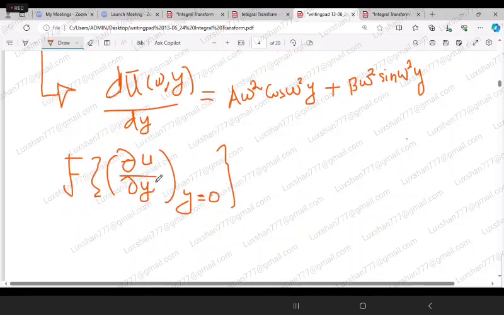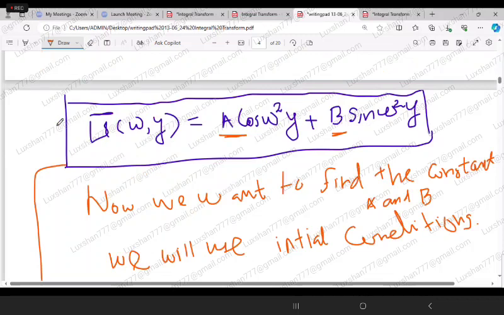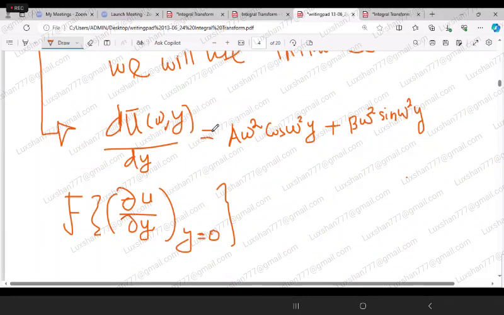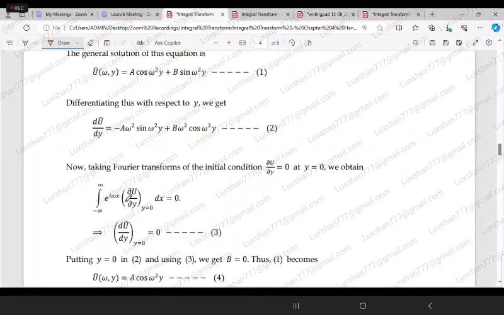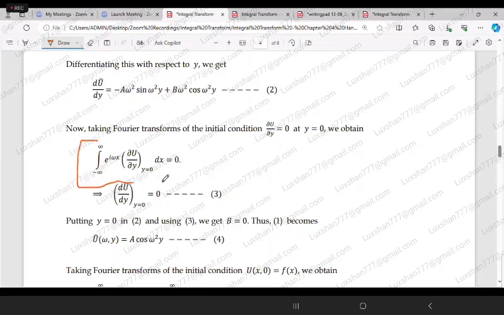∂u bar over ∂y. These are the steps, so you don't need to change the steps. First you find the solution, then you use the initial condition. Here you take the first derivative, ∂u bar over ∂y. This is equal to, look at here, we are using the definition. Since it is with respect to y, you can write it in this form, ∂u bar over ∂y. That is why I told you always.